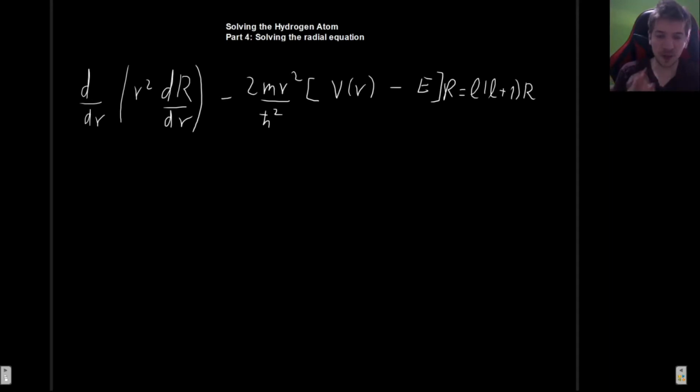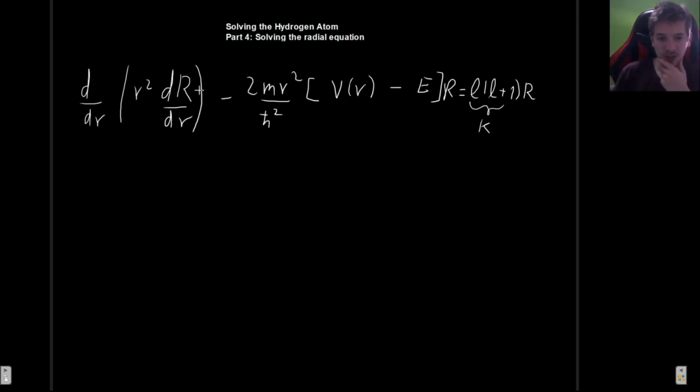Now the final thing that we need to do is solve the radial equation. We found this equation previously when we did the separation of variables in the first part of this series, and this is what we got. Last time I wrote it using k instead of L times L plus 1, but because in part 3 we already showed why this k has to be L times L plus 1, I'm just going to use it here.